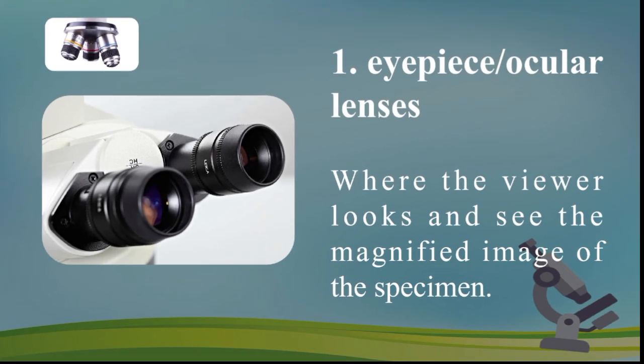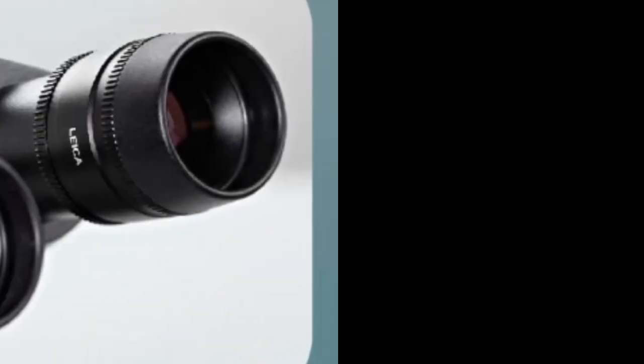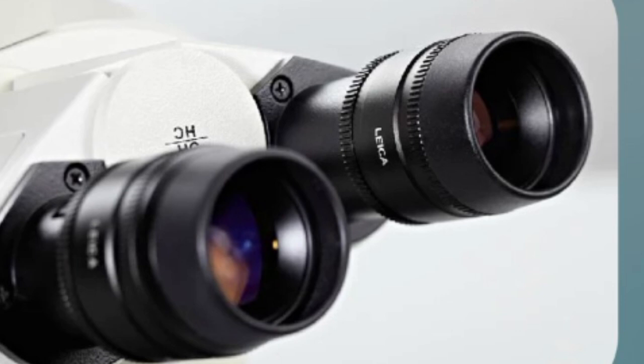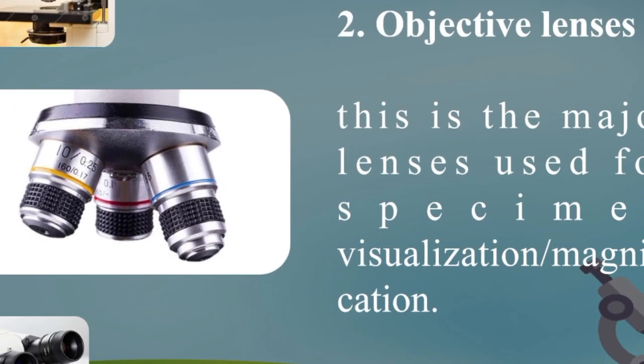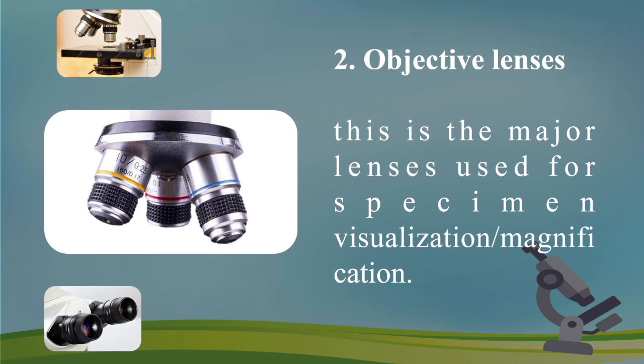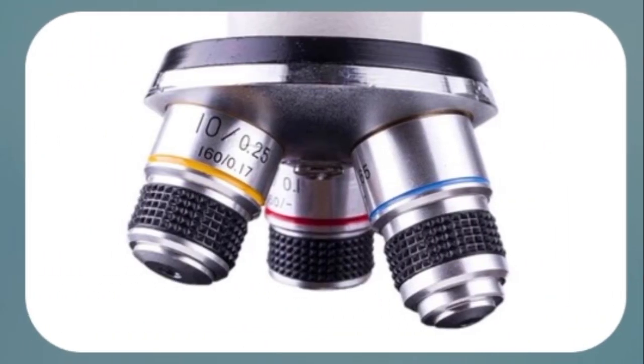First is the eyepiece or ocular lens. It is where the viewer looks and sees the magnified image of the specimen. This lens is at the top of the microscope. Second part of the microscope is the objective lenses. These are the major lenses used for specimen visualization and magnification. They have magnification powers of 10 times, 40 times, and 100 times. The objective lenses magnify the specimen and form a clear, detailed image for observation.